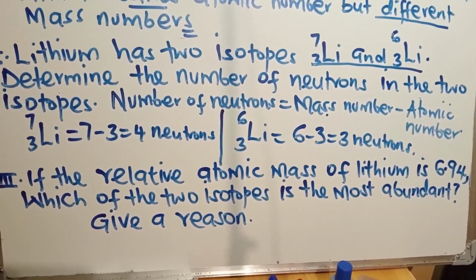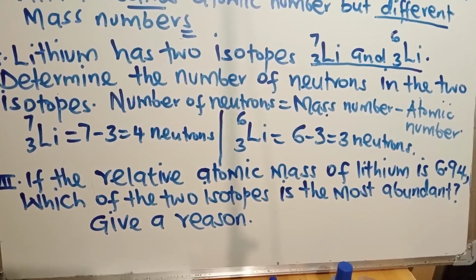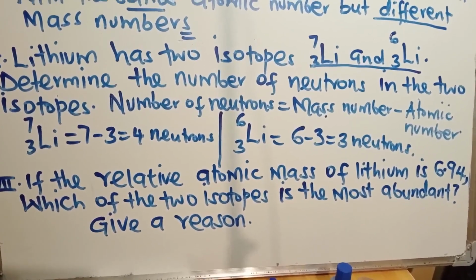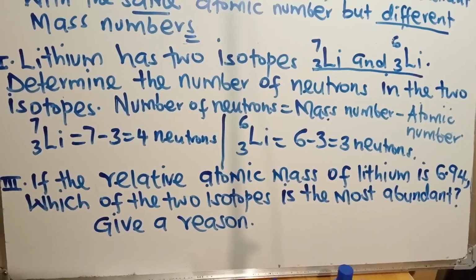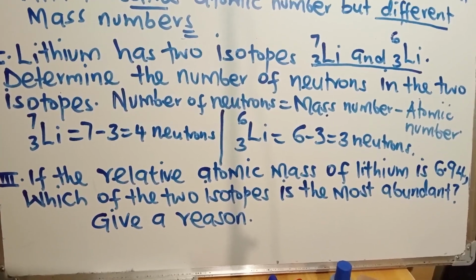If you check on the first one, lithium-7, it has 7 as the mass number. When you check on the relative atomic mass, it is 6.94.